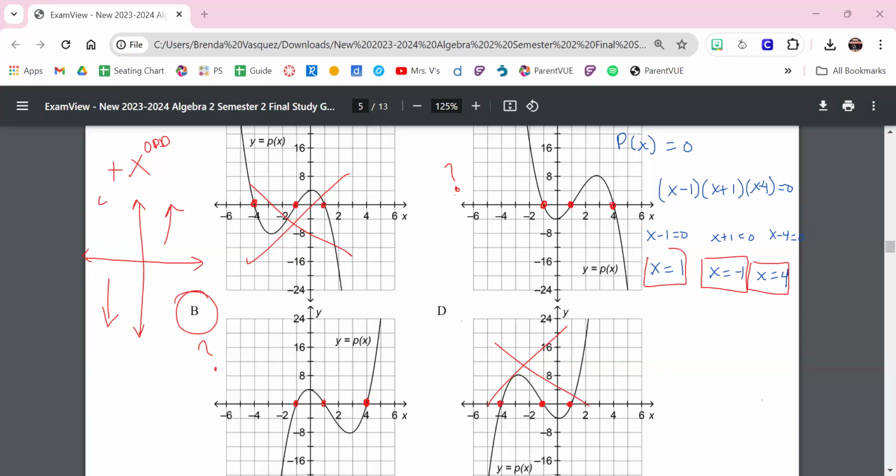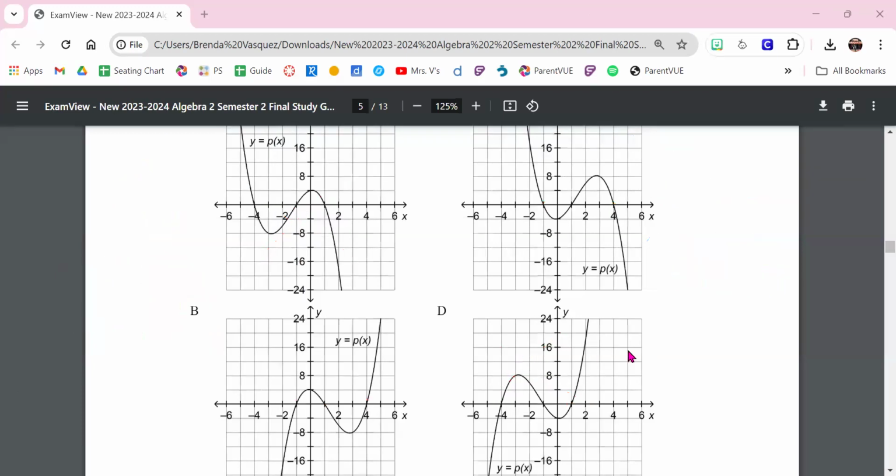So again, those 4 examples have to be part of your study guide. Make sure you guys study those. Let's go ahead and move on.